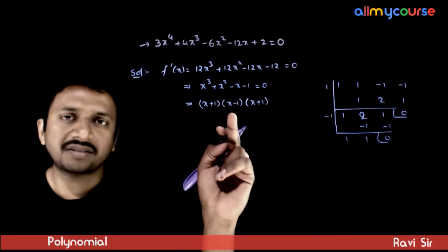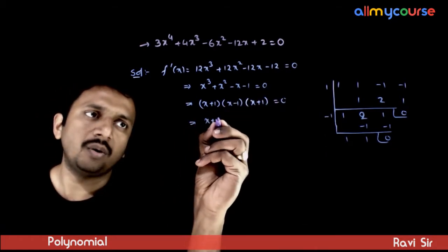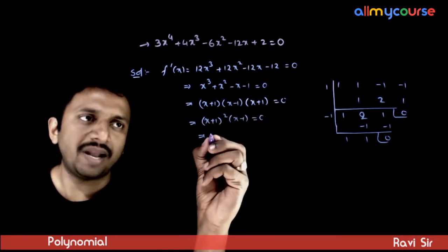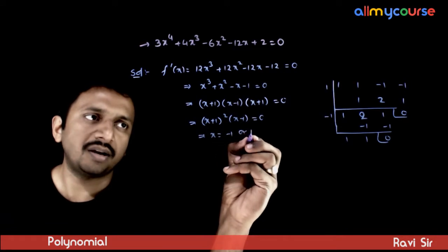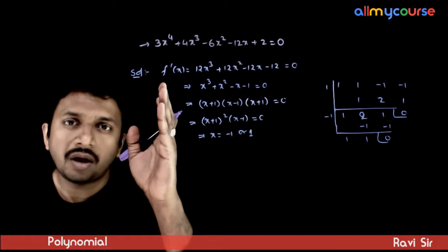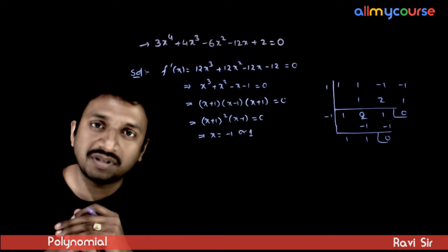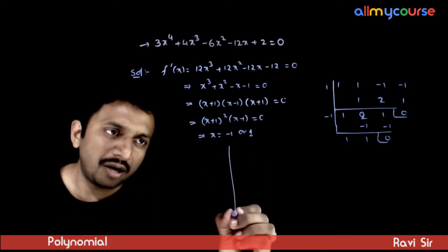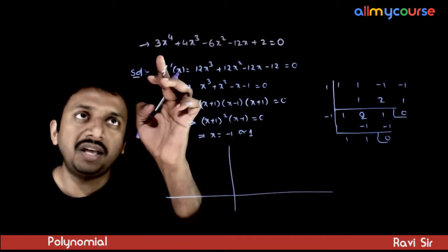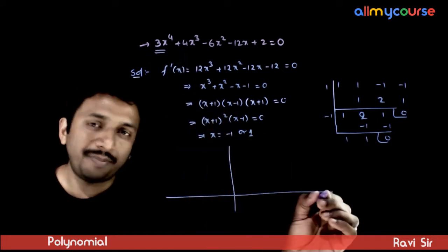So f dash of x is equal to 0 implies x plus 1 whole square times x minus 1 is equal to 0. This implies x is equal to minus 1 or plus 1. So once we have solved f dash of x is equal to 0, let us try to analyze the graph of this function. If you draw the rough graph of this function, as x tends to infinity, f of x also tends to plus infinity.